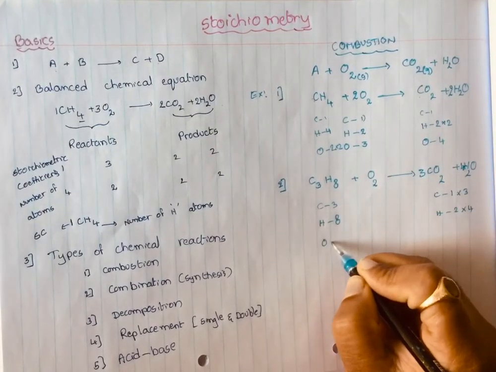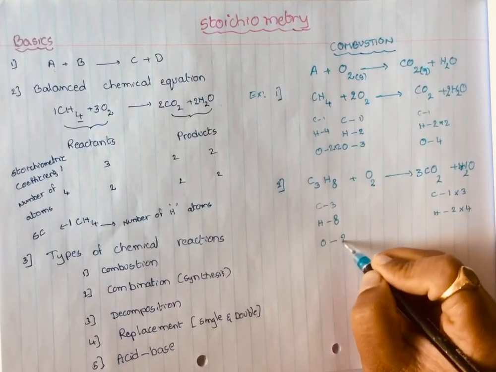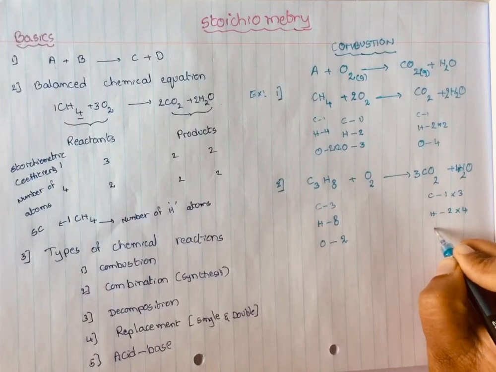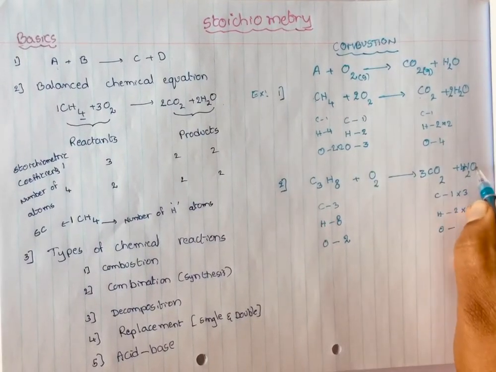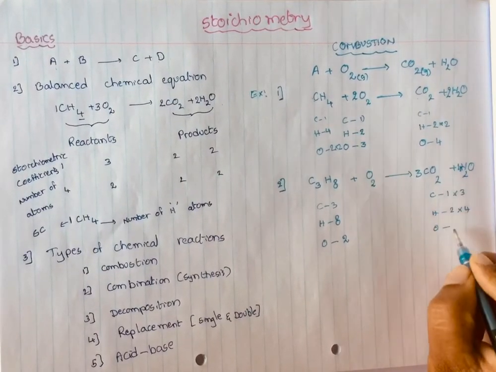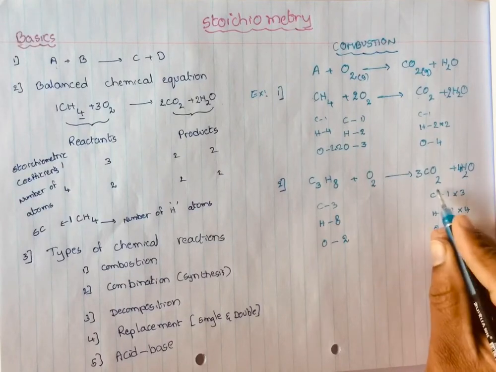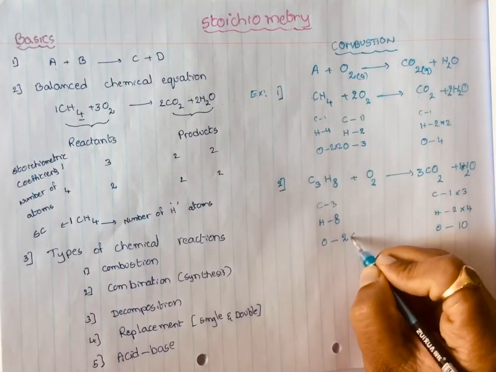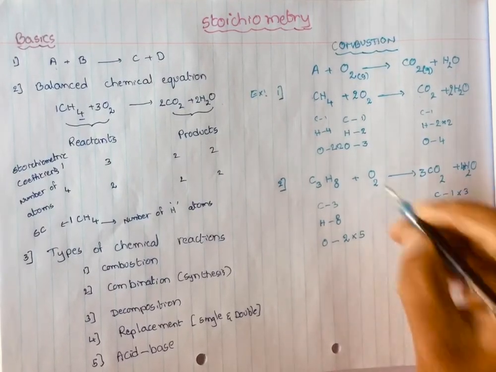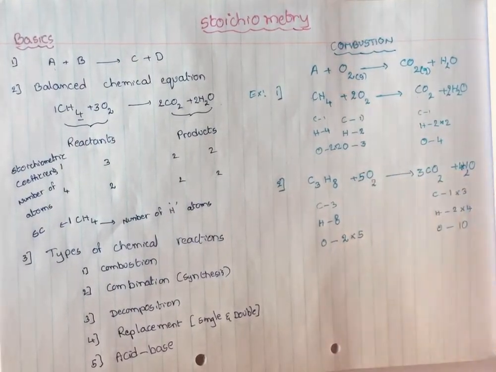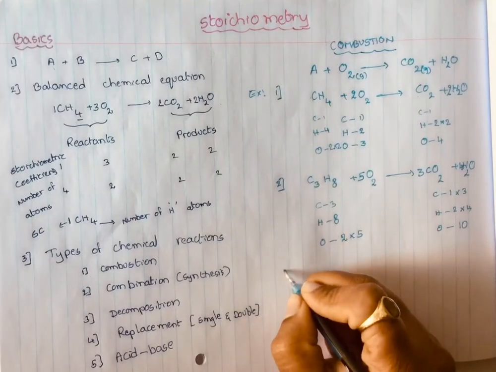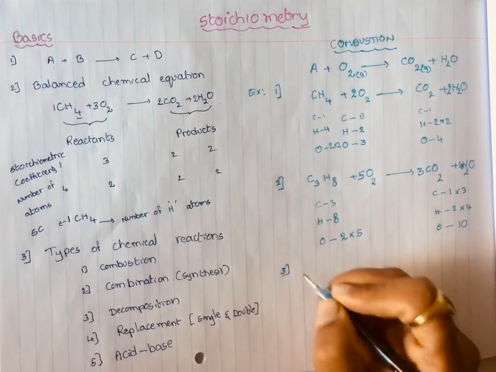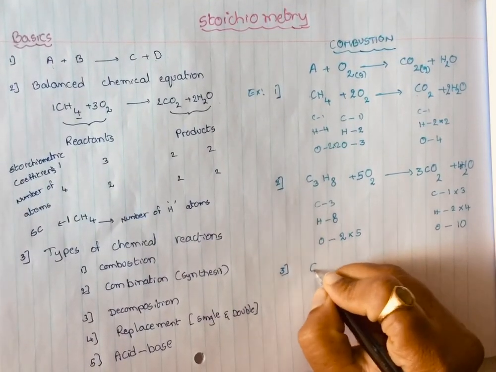And oxygens: here I have 2 oxygen atoms in the reactant, but in product I have 4 oxygen in water and 6 oxygen in 3 moles of carbon dioxide. So 6 plus 4, 10. How can I equate them? I have to multiply this with 5, so write 5 here. In this way you can balance, and these are a few examples of combustion reactions.